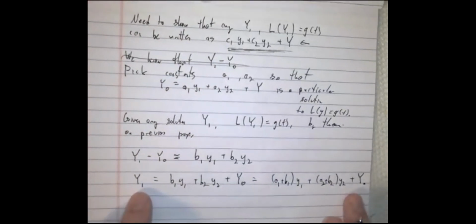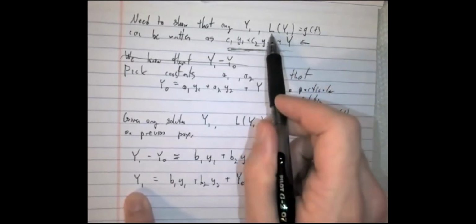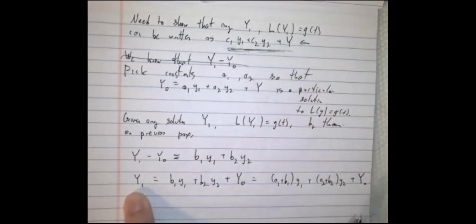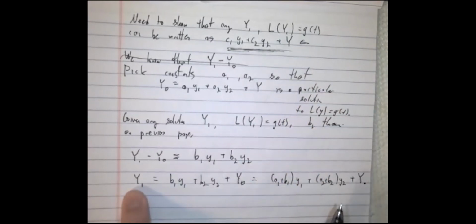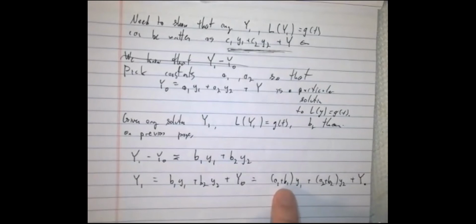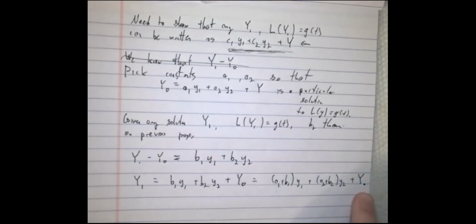So what I've shown here is that given any solution y1 to L of y1 is equal to g of t, then I can express y1 as some coefficients times my fundamental system for the homogeneous part plus a given fixed solution to L of y is equal to g of t. Are there any questions about what I've shown here?